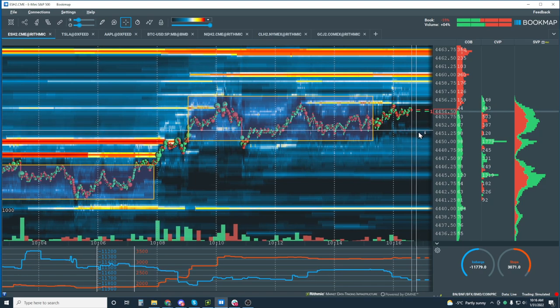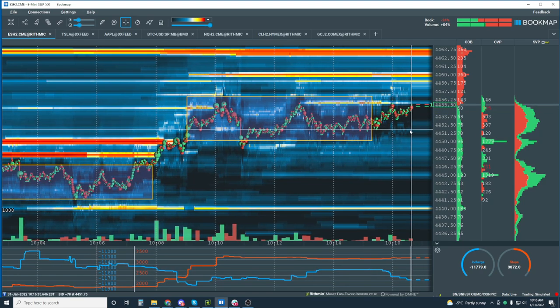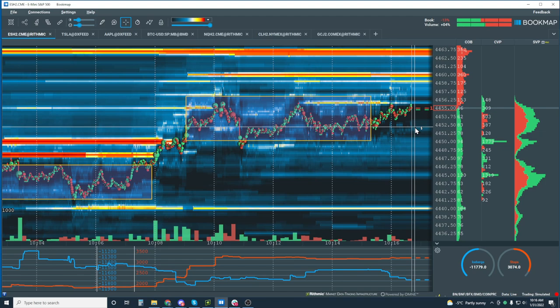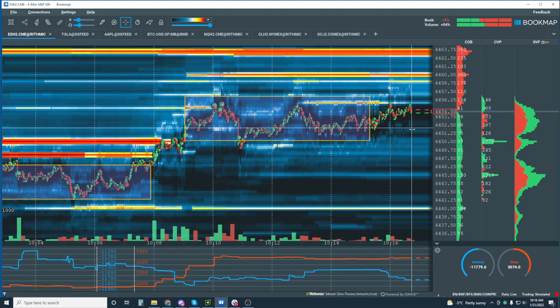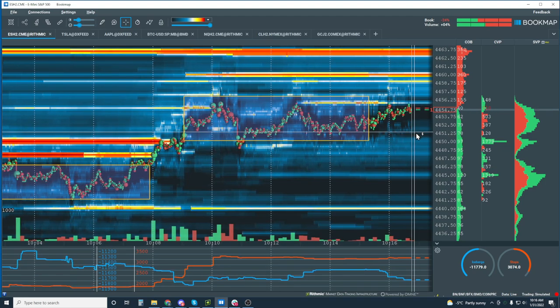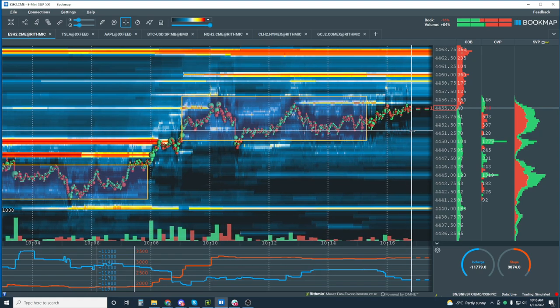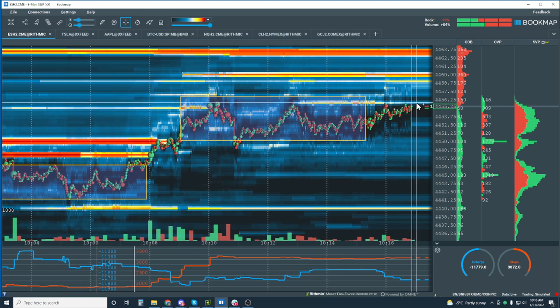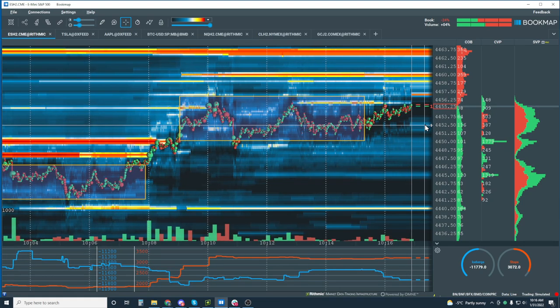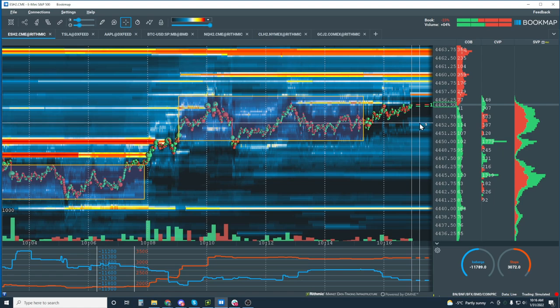I do not see them on the bid in here, so I don't like it. I want to see them on the bid supporting it at a higher level here. Okay, more demand at a higher level. And then I want to see the reaction to that liquidity here with green dots, aggressive buyers. Here we go. Let's see if we get it here. Okay, a little bit coming in here.